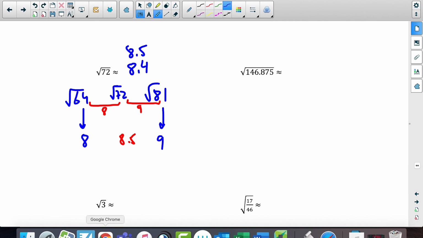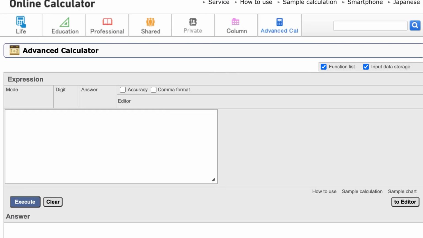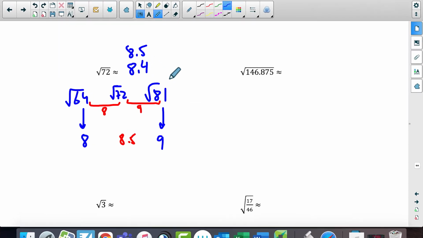I should probably stop doing this where I look on this page, because you're not going to have this option. You're not going to look on your calculator. But I'm just always interested to see how I did. So let's take a look. You get 8.48, and sure enough, that's going to round up to 8.5. See how we're always able to estimate this to one decimal place.